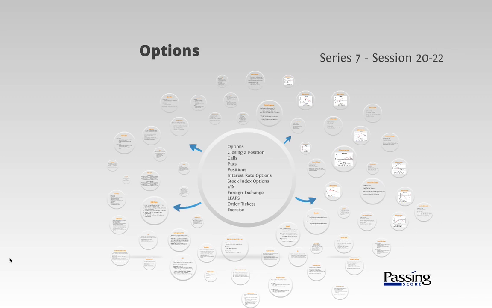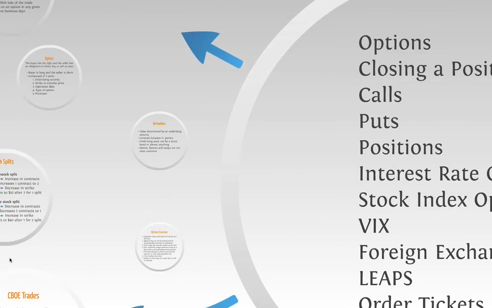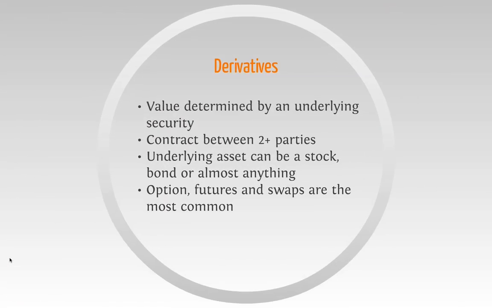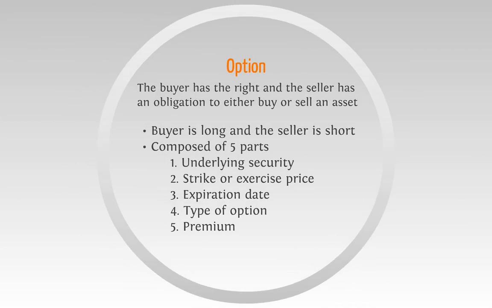In the next few videos, we'll be going over options, and there's a lot to cover here, so we'll be breaking this into three different videos. Let's start with what a derivative is. It's any security whose value is determined by some other underlying security. It's a contract between two parties. The underlying can be stock, bonds, foreign exchange, commodities, just about anything, but options, futures, and swaps are the most common. An option gives the buyer the right to buy a security for a fixed price known as the strike price before a set expiration date.